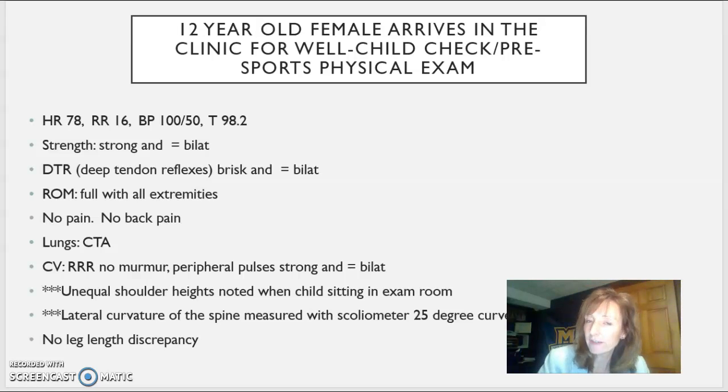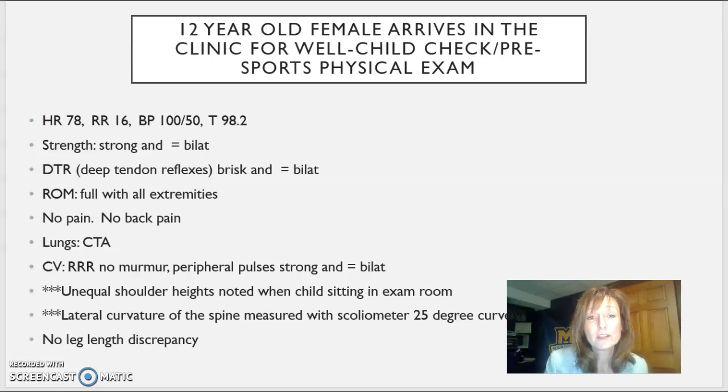So what is significant though is that the RN notices that the patient has unequal shoulder heights when the child is sitting in the examination room. And also when the patient bends forward, we can check there is a lateral curve of the spine.